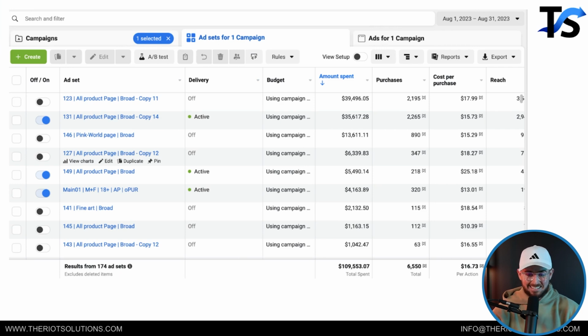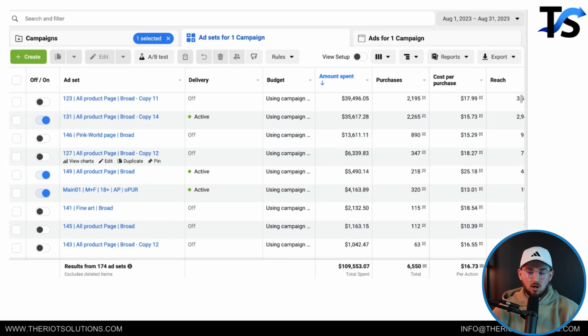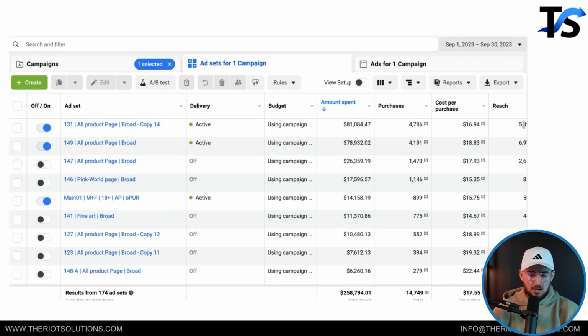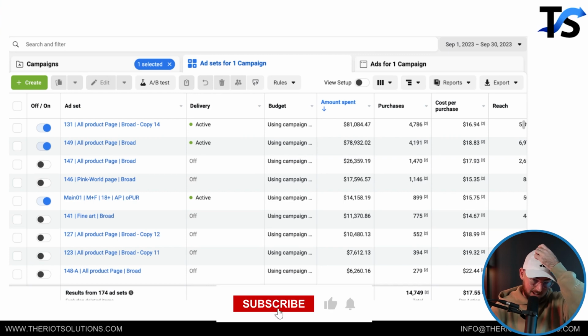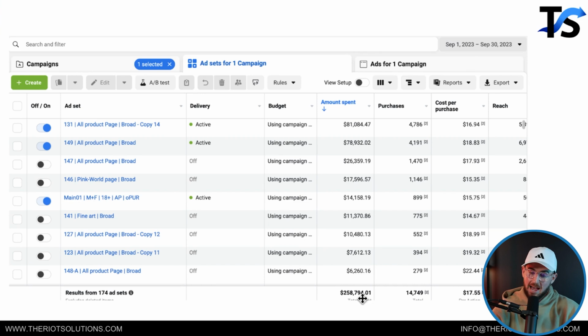Look at that cost per purchase, $16. All right. Month before was $48,000 at a $17 cost per purchase. So we've lowered cost per purchase and doubled spend, which doubled profits for the business. Then in September 1st, we've spent $258,000 in the month of September, again with a really good cost per purchase. So we've 2.5x profits at this particular moment right here.